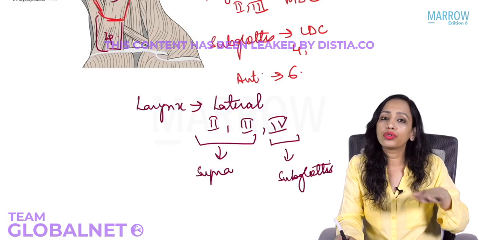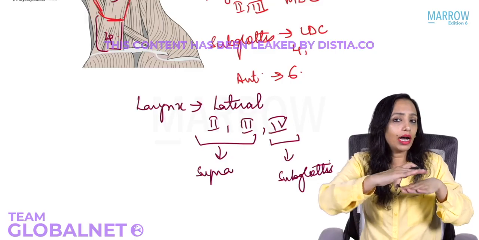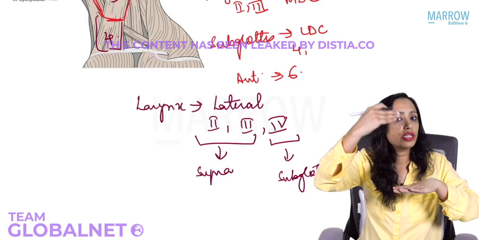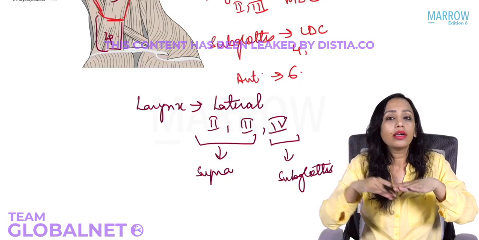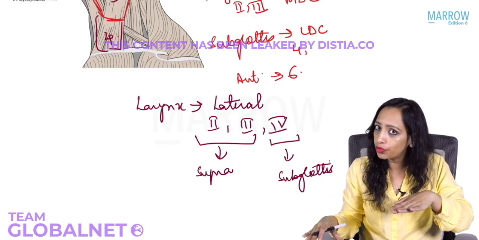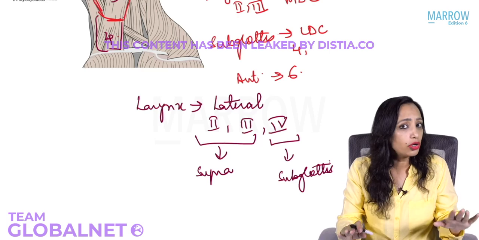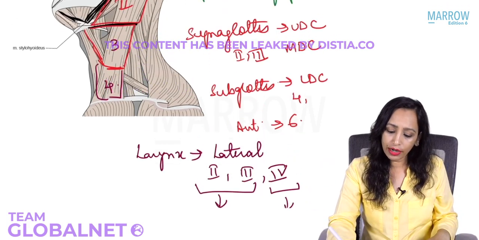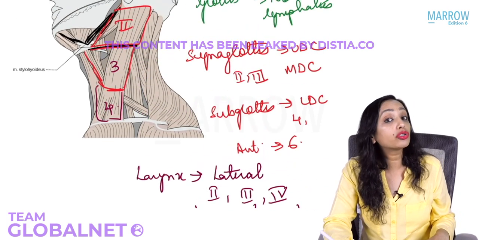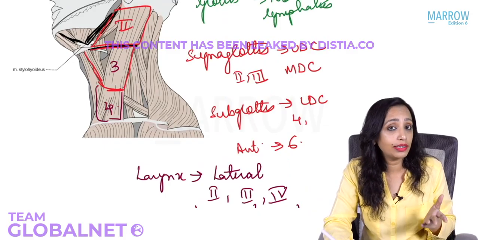Is that clear? So the true vocal cord is the watershed for lymphatics. Above that, the supraglottis drains into levels 2 and 3, the subglottis drains into level 4, and the glottis literally has got no lymphatics. Along with that, where is the anterior? I told you the subglottis also drains into the anterior group.